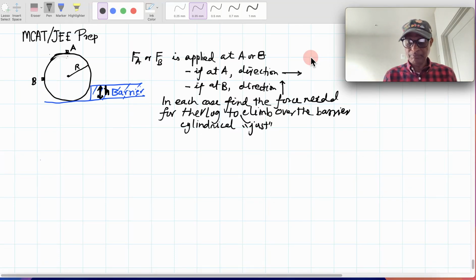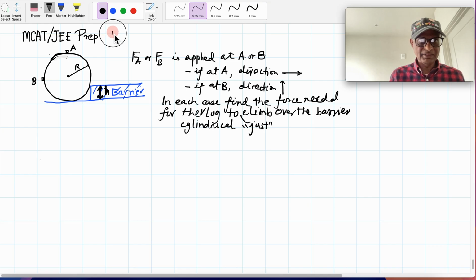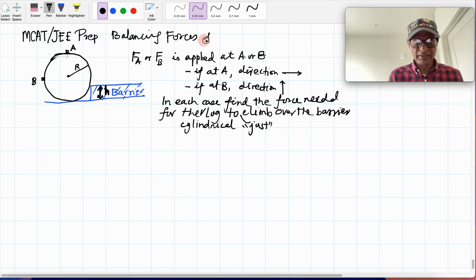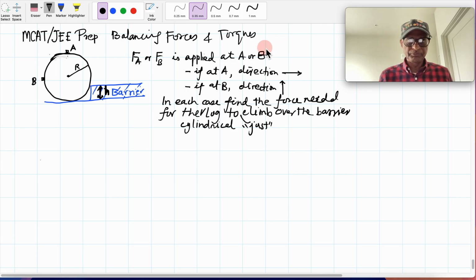To another problem session. So today we're continuing with torque and balance, basically balancing forces and torques. We're going to return to doing more F equals ma problems later. But today we're going to do this, and maybe I'll do one more problem along the line of balancing forces and torques.